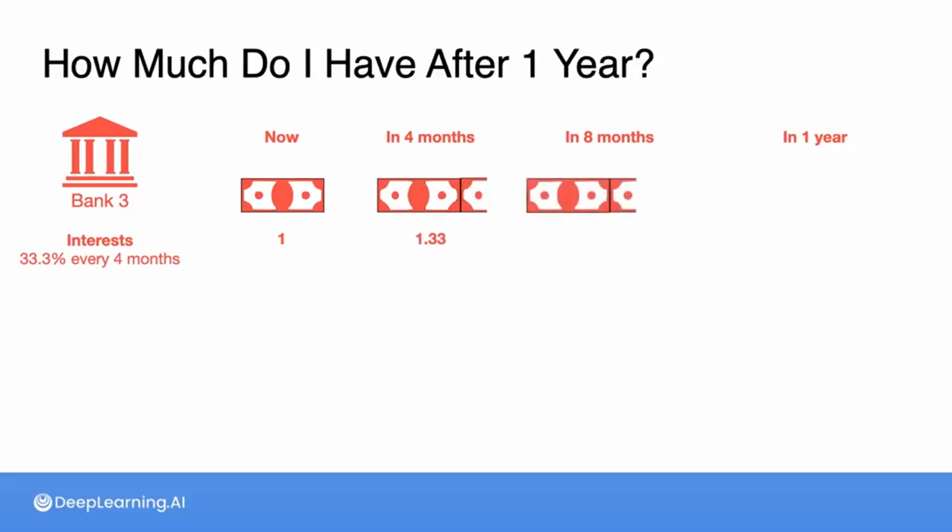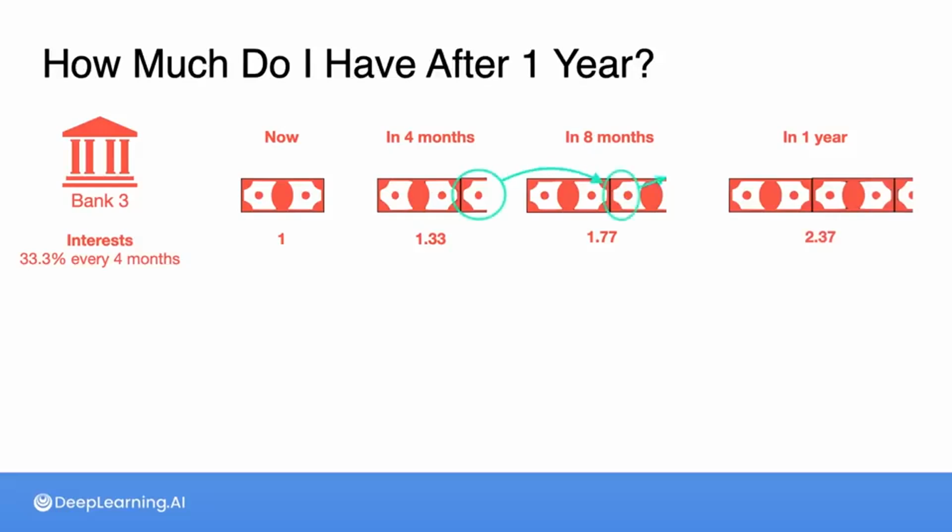In 8 months, you have your 1 1/3 plus 1/3 of that, and that's 1.77. And in 1 year, you have 1.77 plus 1/3 of that, which is 2.37. And again, you did well because this interest over here accrued interest and accrued more interest, and this interest over here accrued more interest. So your money is making more money.